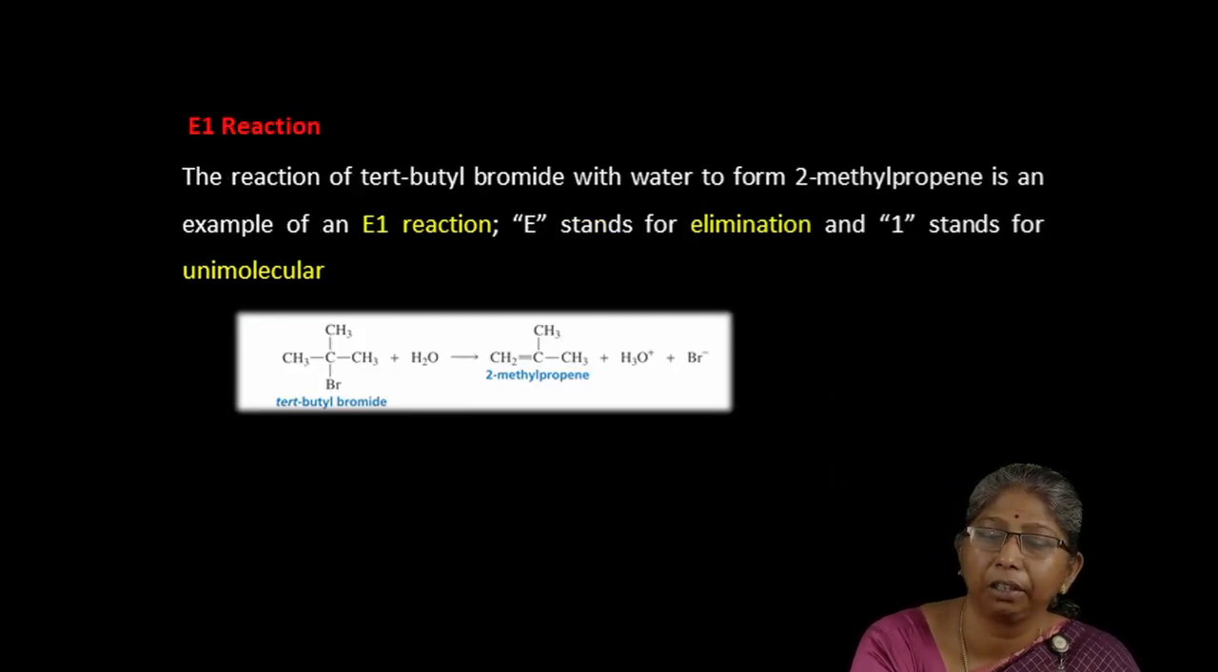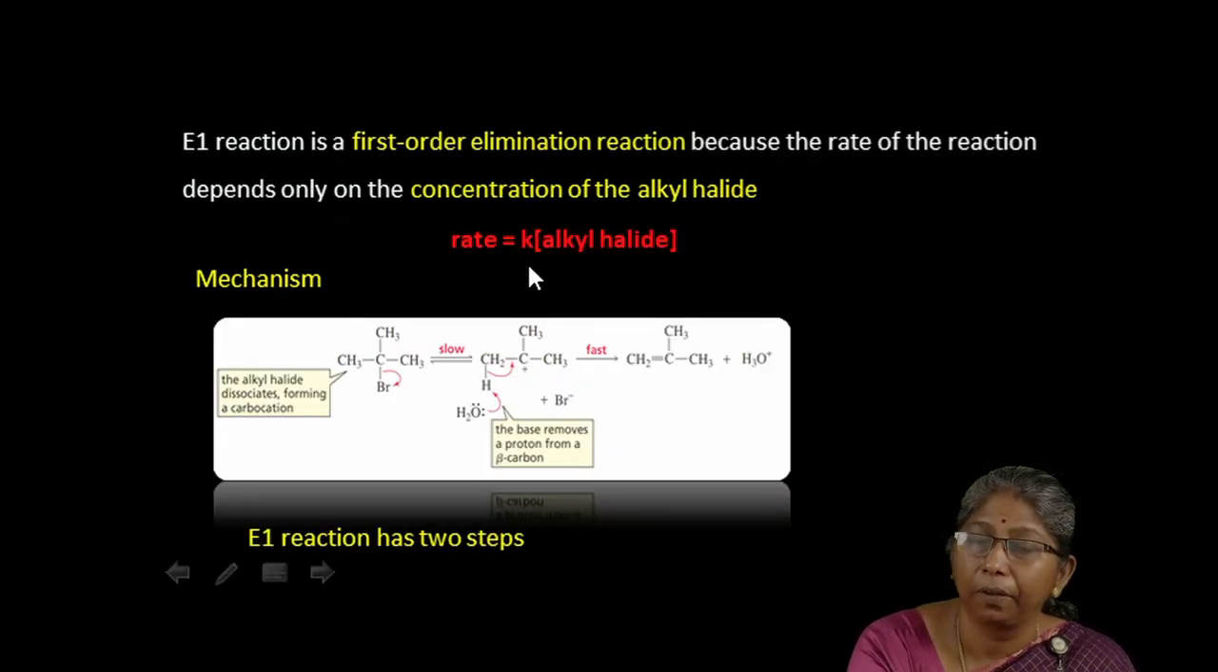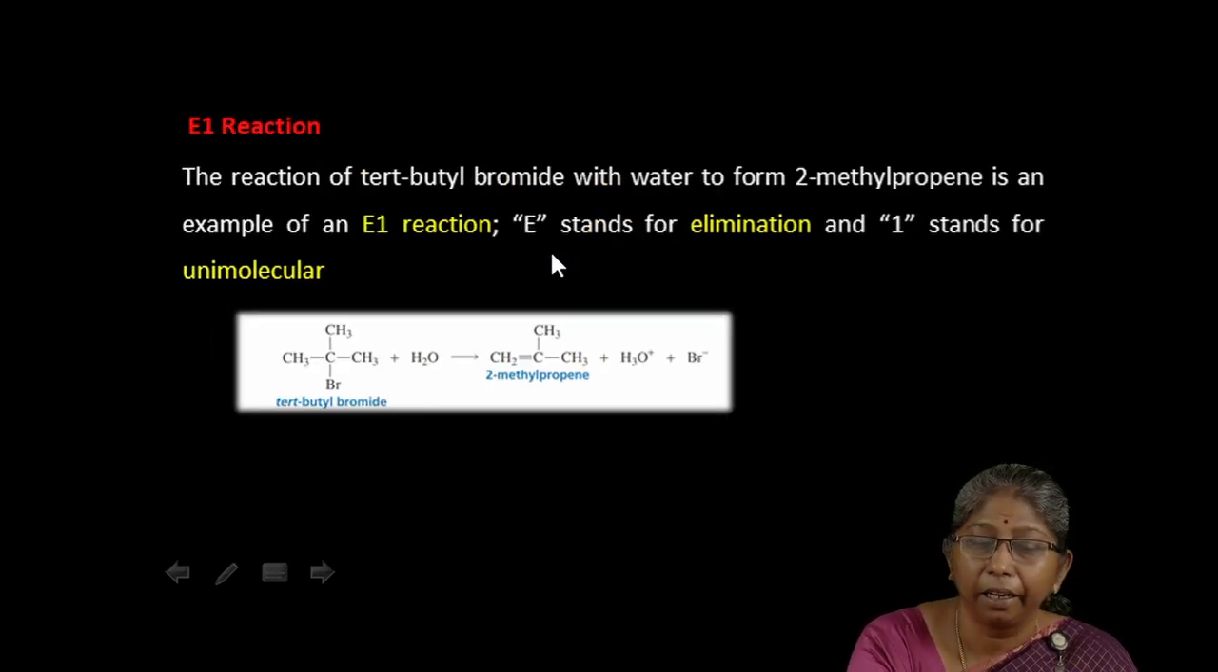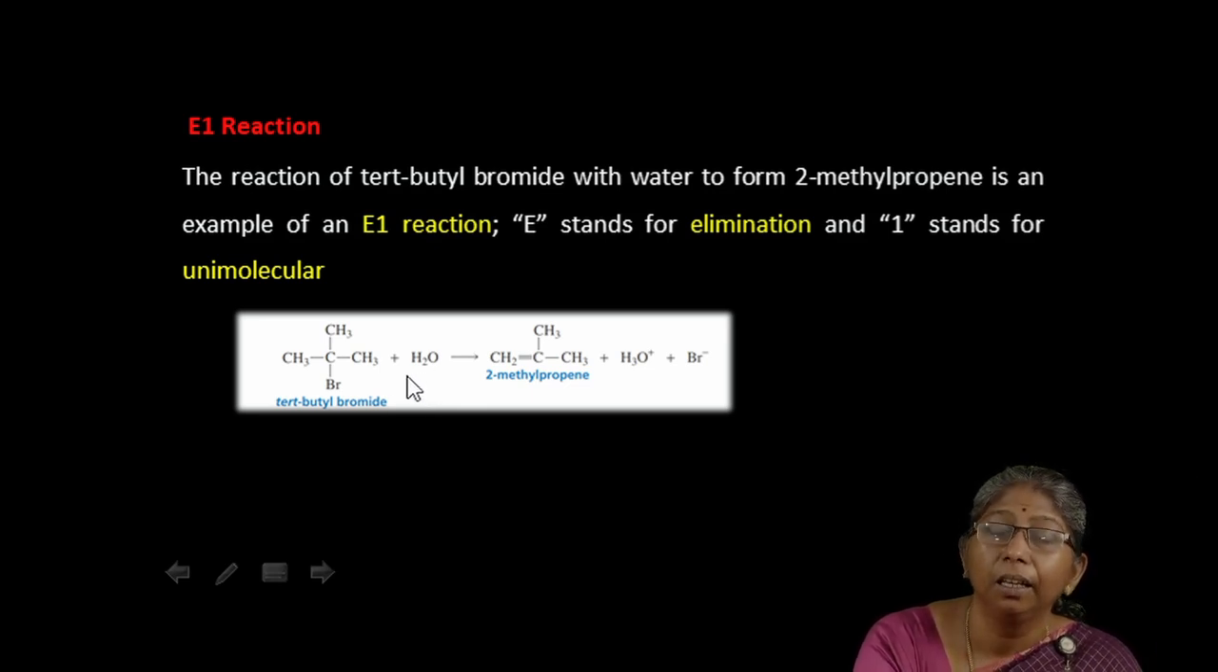In the case of the E1 reaction, the reaction takes place in two steps, and it depends only on the concentration of the alkyl halide, so it is called a first order elimination reaction. Here I have taken the example of tertiary butyl bromide. Instead of a strong base, we are taking a weak base like water, a nearly neutral molecule, so that the reaction takes place in two steps. The first step will not be the removal of H plus; instead, the first step will be the removal of the bromide ion with the formation of a carbocation.